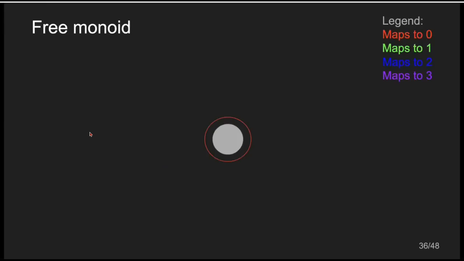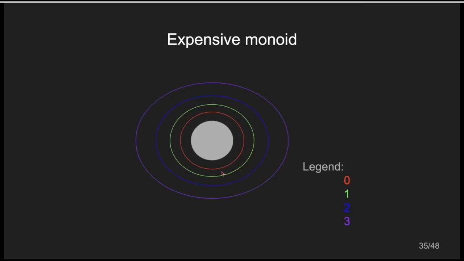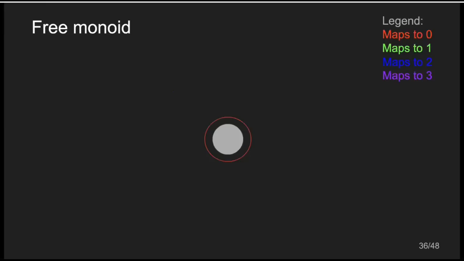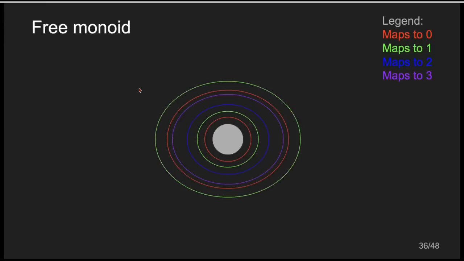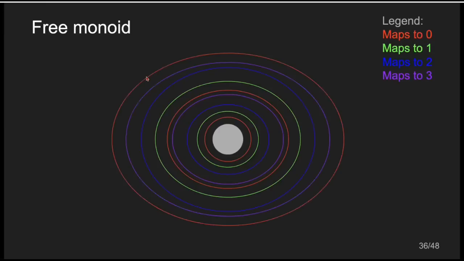Let's compare this to our free monoid, where we're going to have things rippling outward again from the dummy object. This time, what our legends are going to show is the colors are mapping to these colors over here. So red maps to this, green maps to this, blue to this, purple to this. So we start with 0 again. 0 plus 1 is 1, 1 plus 1 is 2, 2 plus 1 is 3. Now we don't collapse, we go forward. So 3 plus 1 is 4, 4 is red because it maps to 1, 4 plus 1 is 5, that maps to 2, etc. So we keep mapping outward.